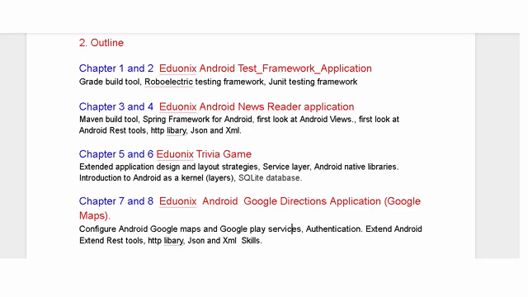For example, in Chapter 1 and 2, we look at how you build Android applications using the Gradle build tool. In Chapter 3 and 4, we look at how you build Android applications using the Maven build tool. Now, for Chapter 1 and 2, we give you the opportunity to learn how to create an Android application with the ability to write JUnit tests using the popular JUnit testing library.